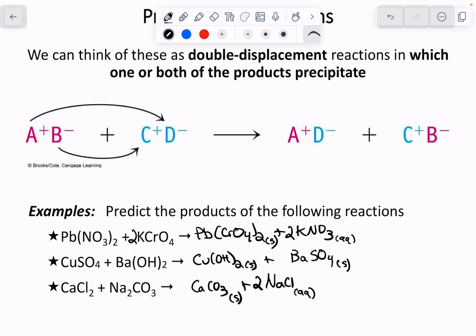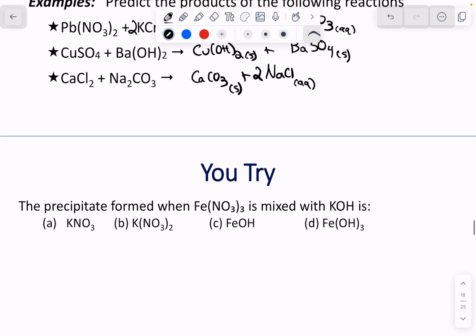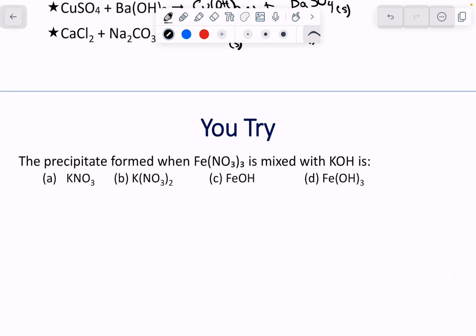More examples are coming. So why don't we do the following? Take 30 seconds, or just pause it, and see if you can do the you try. So right now, pause and try.